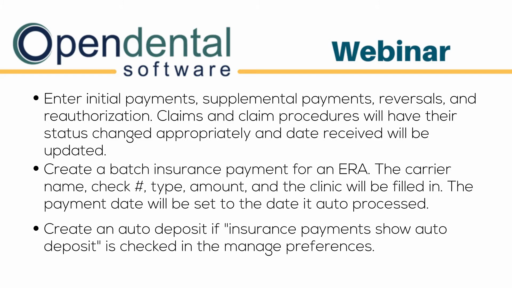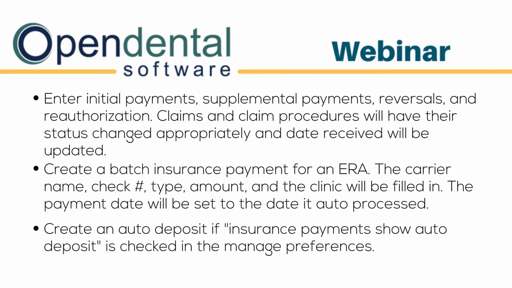Automatic processing will enter the initial payments, supplemental payments, reversals, and pre-authorizations. Claims and claim procedures will have their status changed appropriately and the date received will be updated. It'll create a batch insurance payment for an ERA. It'll have the carrier name, the check number, the type, the amount, and the clinic filled in. The payment date will also be set to the date that it was auto-processed.